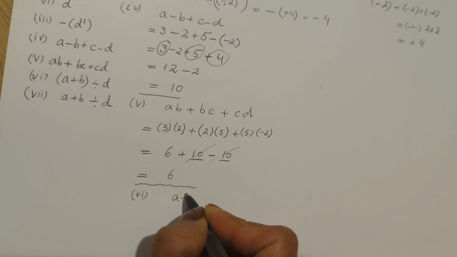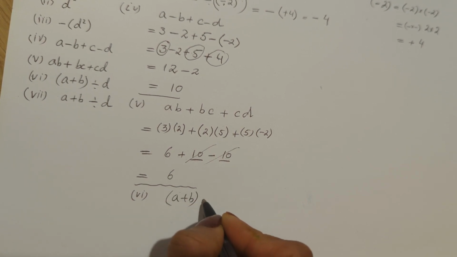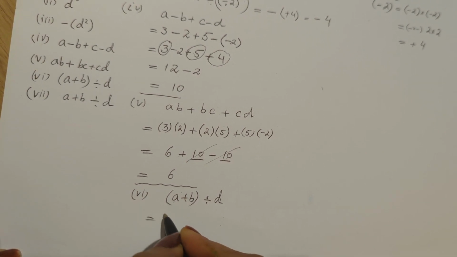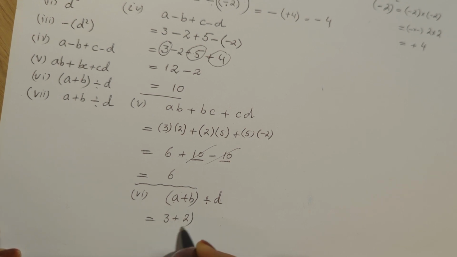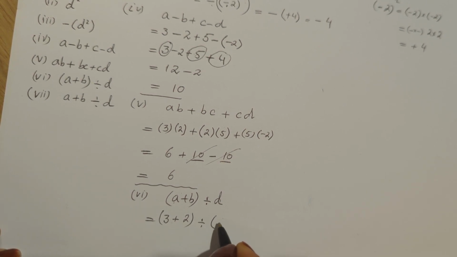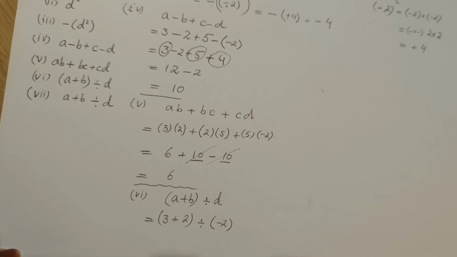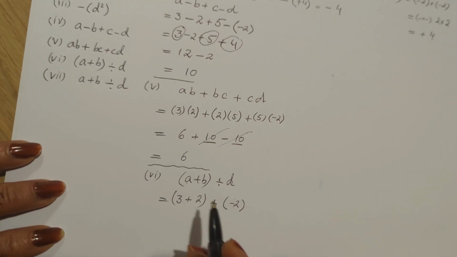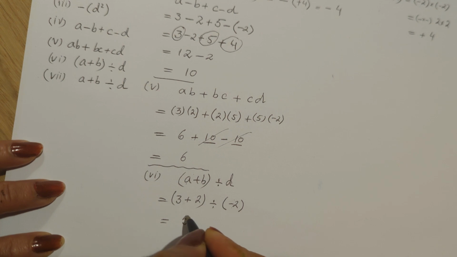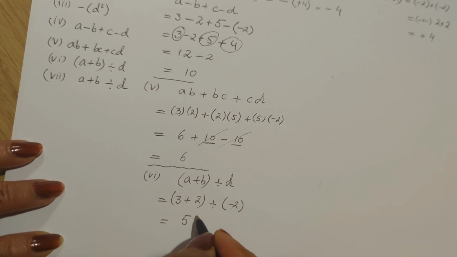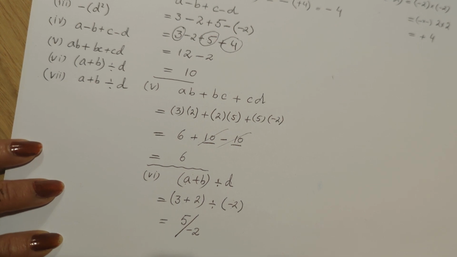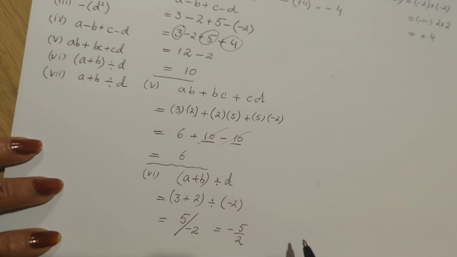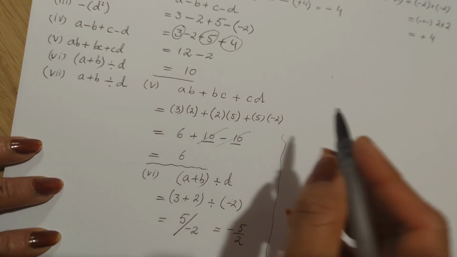Sixth part. A plus B, A value is 3, B value is 2, divided by D value which is minus 2, right? You can check. I'm going to put the values from above, which are given. 3 add 2 will give you 5, divided by minus 2. I can write it like that, or in the next step you can see minus 5 divided by 2. So that will be our answer. Next is the 7th part.